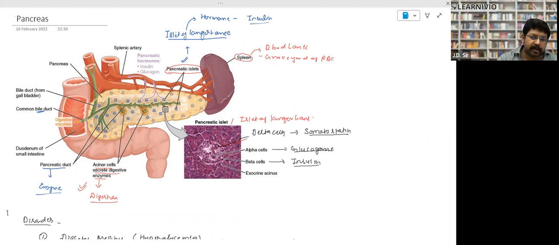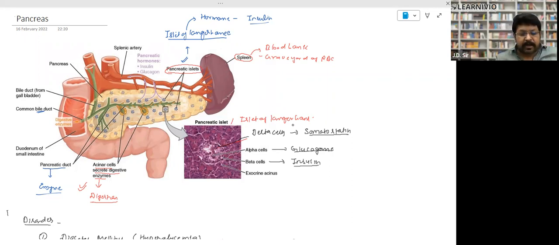And this part is the pancreas. The pancreas, as we know, is a heterocrine gland. It secretes enzymes as well as hormones. So there are pancreatic islets, the islets of Langerhans. These are responsible for secretion of the insulin hormone, right? And next, there are the pancreatic acini, which are responsible for secretion of the enzyme part, right? And these pancreatic islets are also called islets of Langerhans.